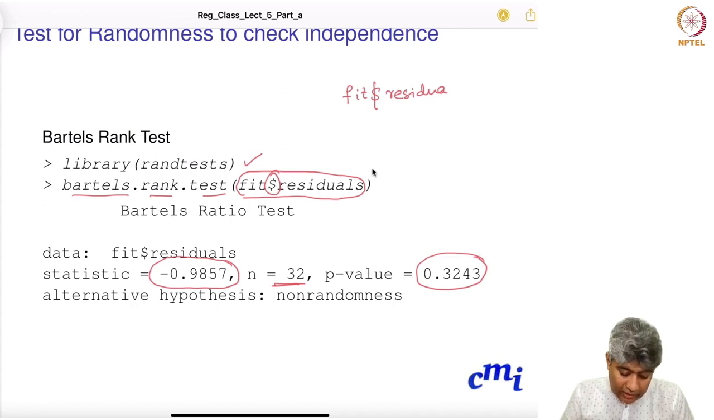In this test, the null hypothesis is randomness and the alternative hypothesis is non-randomness. Since the p-value is quite large, we fail to reject the null hypothesis. So in this particular test, we stick with the null hypothesis that these residuals are indeed random.